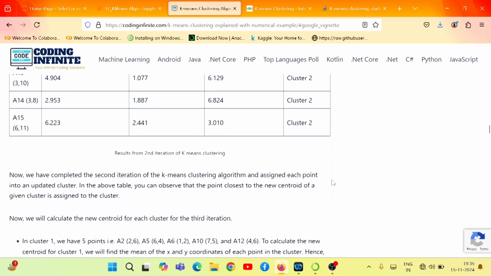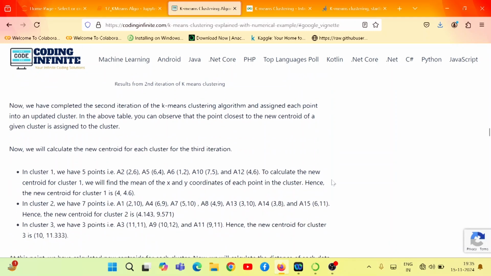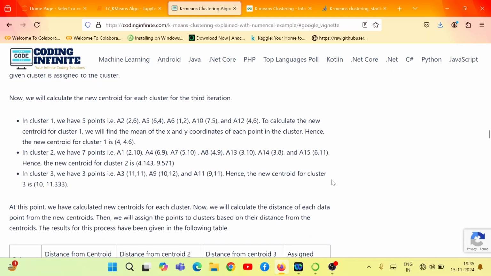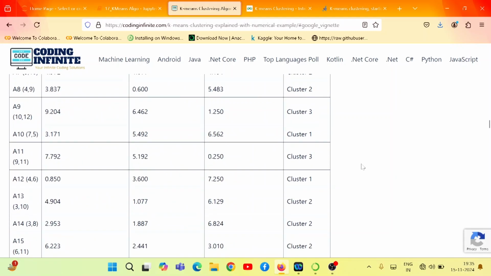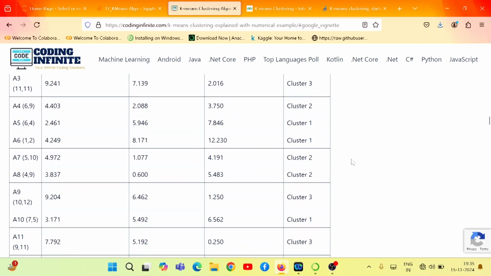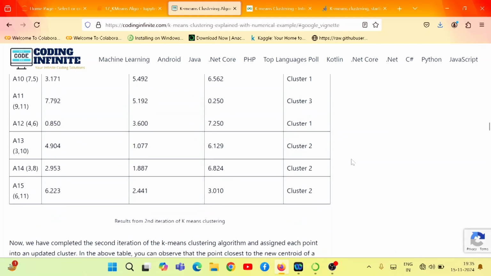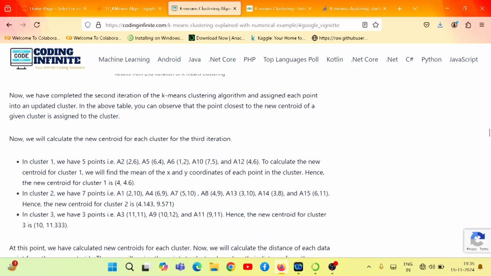Again, we will keep repeating this process, right? Again, we will calculate the new updated mean based on how many points are in cluster 1, how many points are falling in cluster number 2, and how many points are falling in cluster number 3. Based on that information, let's say in cluster number 1, in the second iteration, we are getting 5 points. In cluster number 2, we have 7 points. In cluster number 3, we are getting 3 points. Again, based on these new updated points, we will calculate the new centroid, right?